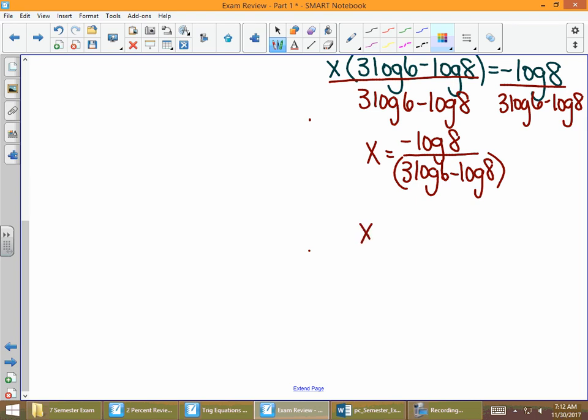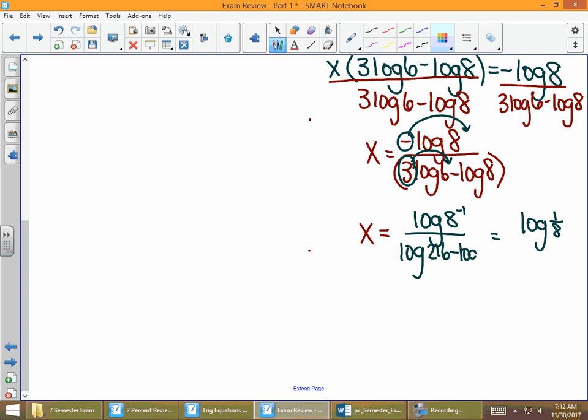For our exact, the way I would write the solution, I would take this -1 up. So I'd have log of 8 to the -1st power, which is log of 1/8. Then I would cube my 6. And 6 cubed is 216, if I'm remembering correctly.